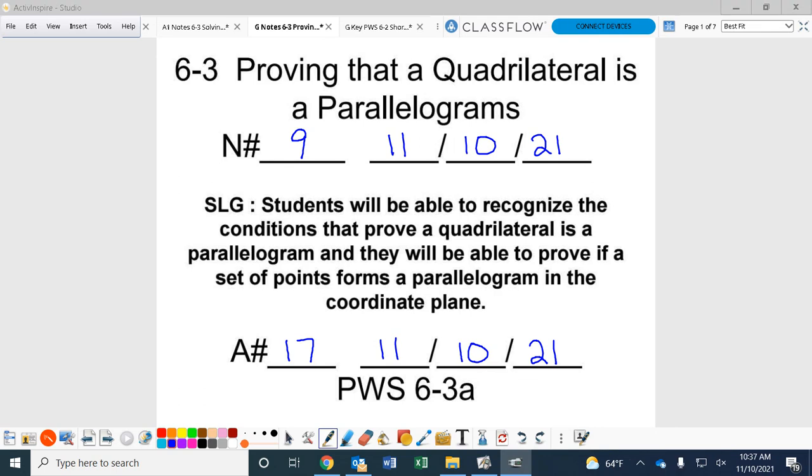So today we're going to be working on the same ideas that we did yesterday. We're going to use those same properties, but now we're going to add in the idea that we're going to be proving that a quadrilateral is a parallelogram. It's going to be getting into the idea of a reason, a statement, and a reason. You're getting the proof that goes over there on that right-hand side.